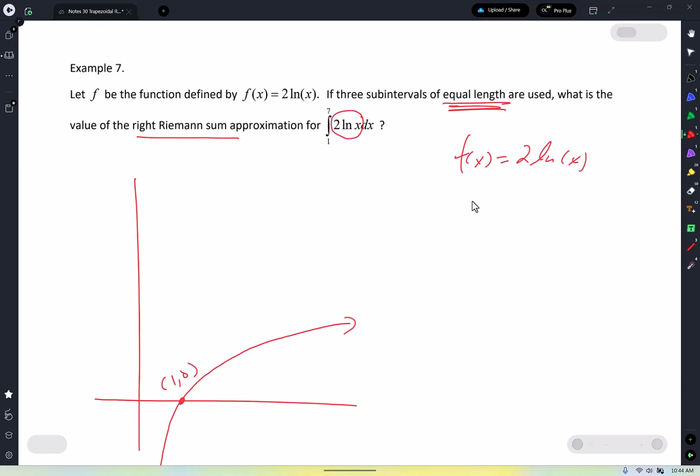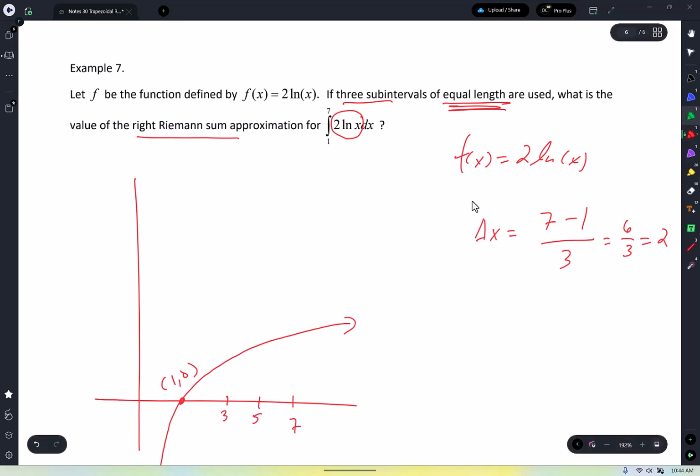They want me to do 3 equal lengths. I'm going to say that's 1 and here is 7. So I'm going to find out my delta x by doing this. 7 minus 1 divided by 3, because they want 3 right Riemann sums. So 6 over 3, so 2. 1, 2, 3, 4, 5. Okay, so there it is. There's my 3. So 1, 2, 3, 4, 5, 6, 7.